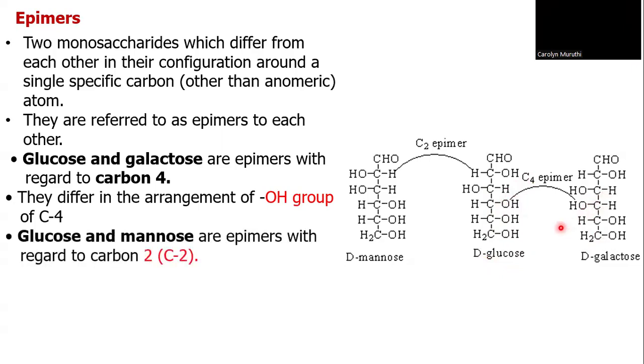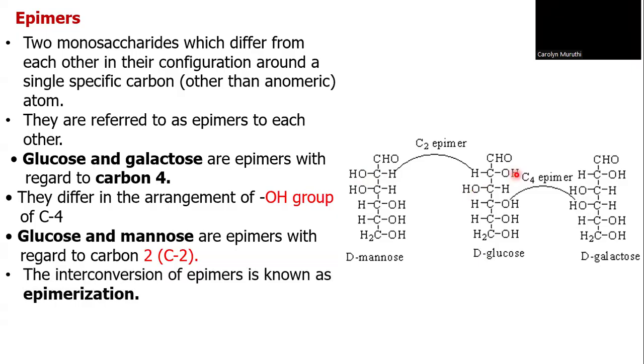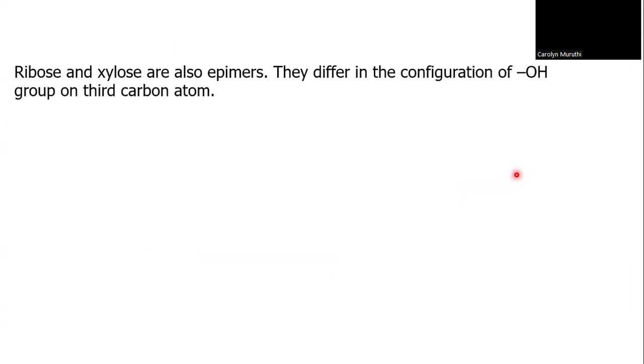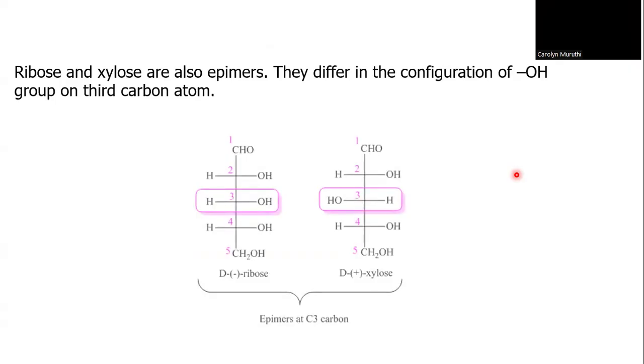Glucose and mannose are also epimers with regard to carbon number 2. If we look at carbon number 2 of mannose, the hydroxy group is on the left, whereas that in glucose is on the right. The interconversion of epimers is known as epimerization and requires epimerases, enzymes that catalyze the epimerization reaction. Ribose and xylose are also epimers, and here we see that they differ in the configuration of the hydroxy group at carbon number 3.